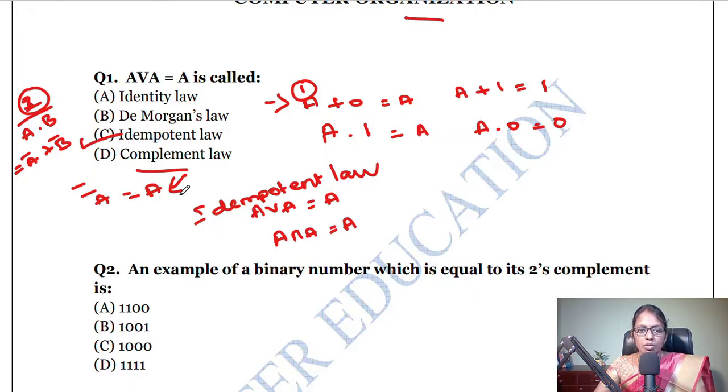And D is the complement law. If you inverse and inverse again, a double inverse, we can say it is A. A double complement is equal to A. So this is a complement law.